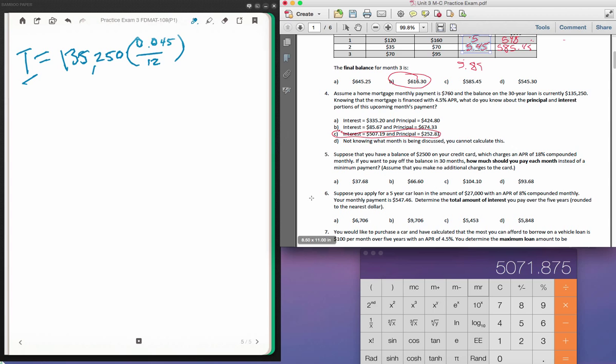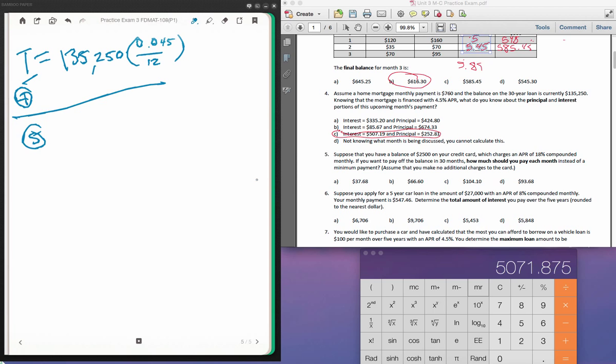Number 5. So that was number 4. We just finished 4, so now we're on number 5. Suppose you have a balance of $2,500 on your credit card, which charges 18% compounded monthly. If you want to pay off the balance in 30 months, how much should you pay each month instead of the monthly payment? Okay.